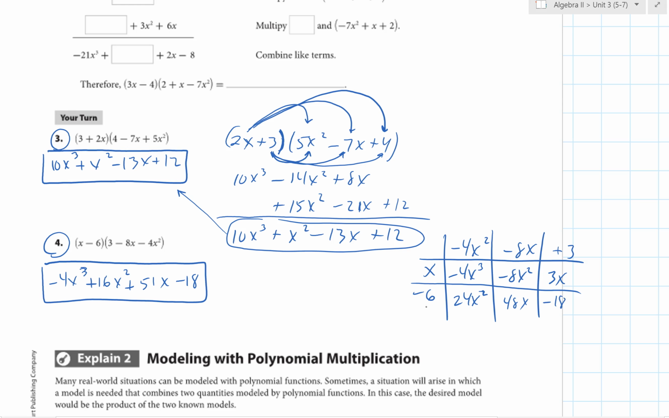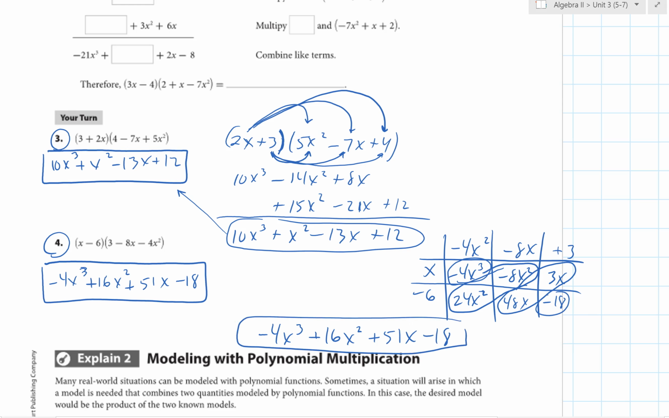And so now when I combine the like terms, there's only one x cubed term, so that's going to be negative 4x cubed. Then we have two x squared terms, so negative 8x squared plus 24x squared is plus 16x squared. And then 48x and 3x adds up to 51x, and then minus 18. So that completes our lesson on section 6.1 and section 6.2.